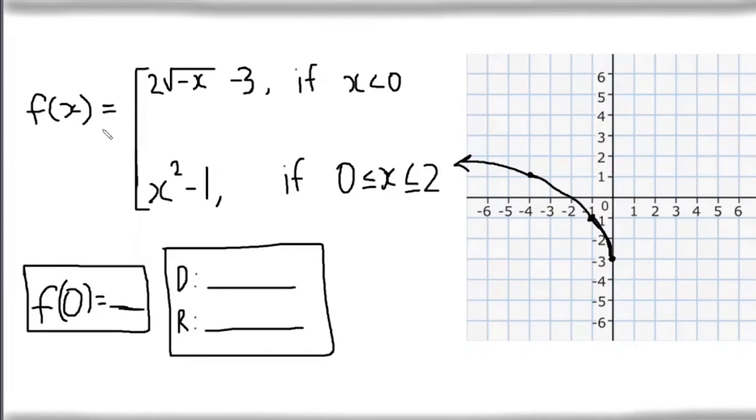So our next one is y is equal to x squared minus 1, if x is greater than or equal to 0, but less than or equal to 2. So our interval is going to be in between 0 and 2, and both of them are being included. So what you're going to want to do is, wait.